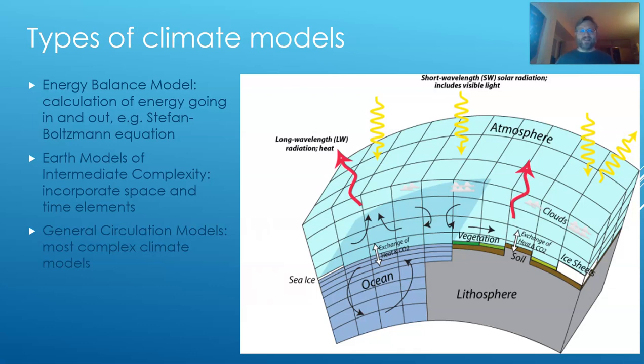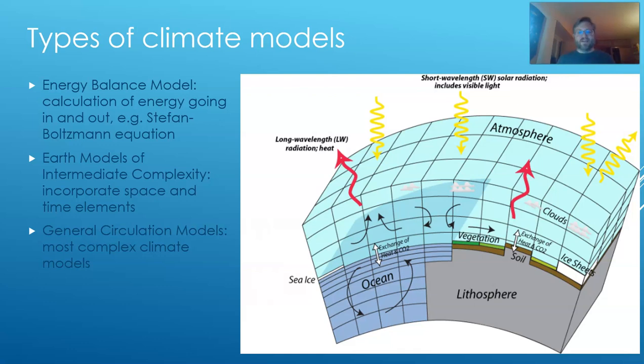We need to add some additional processes into that model to get a good sense of what's really happening with the Earth system. So, we can add some equations to that and get a little more complex energy balance models. But eventually, if we keep adding more and more elements of how the Earth works into our model, then we go up the scale to working with what are called Earth models of intermediate complexity. I think that name should be pretty self-explanatory, right?